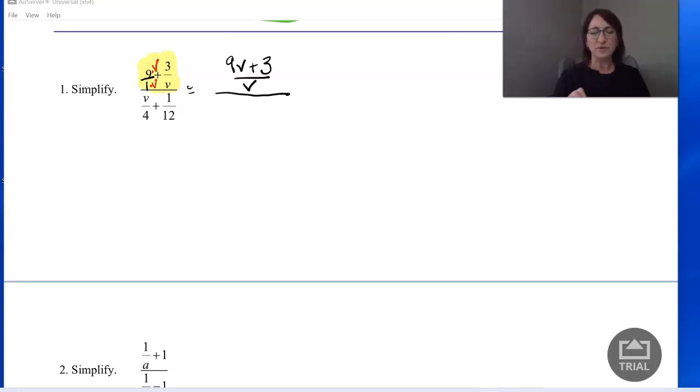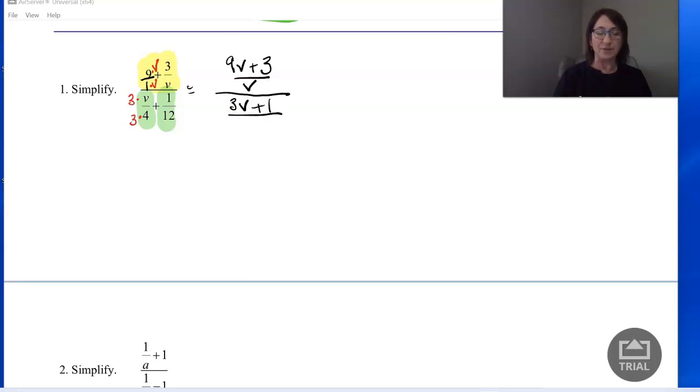Now let's go to the denominator of that complex fraction, v over 4 plus 1/12. I need to have 12 as my denominator for both. Well, I can do that. I can multiply both the top and the bottom of that first fraction by 3. So then I am left with 3v over 12 plus 1/12, which actually, let's just bring those 12s together.